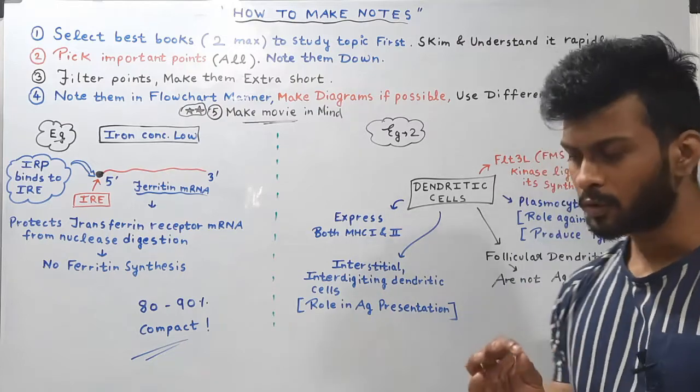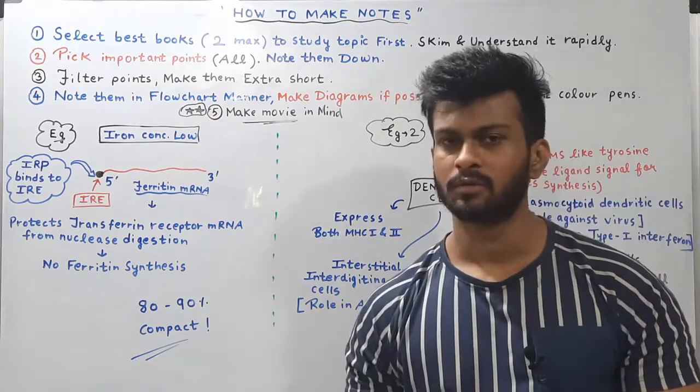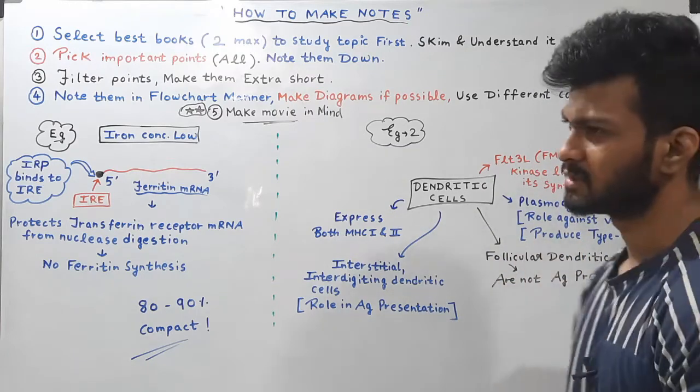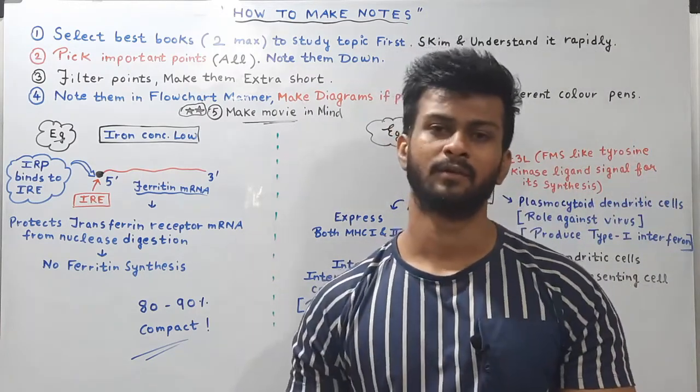Now if you read different books, you will get a lot of information about these three types of dendritic cells, but is it required? It is not required.